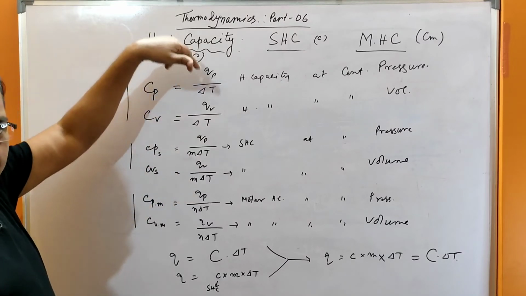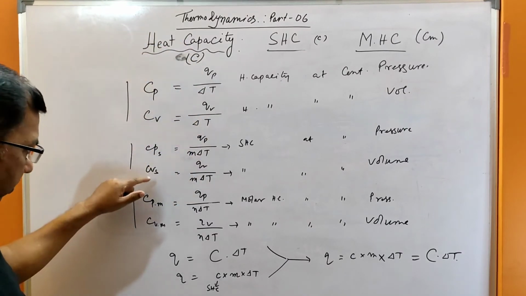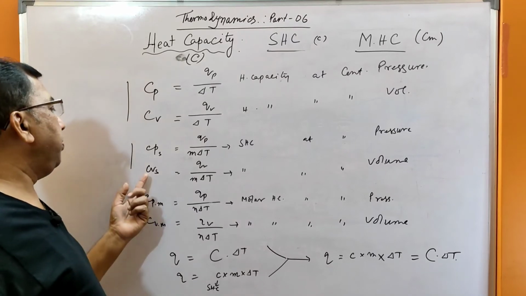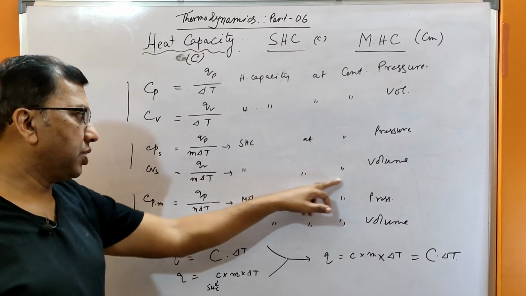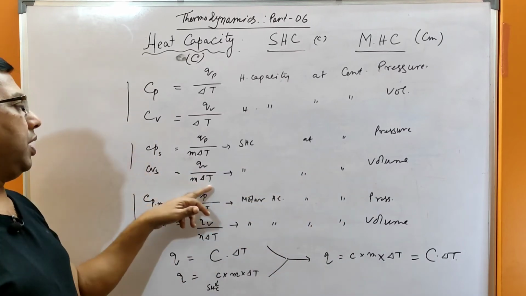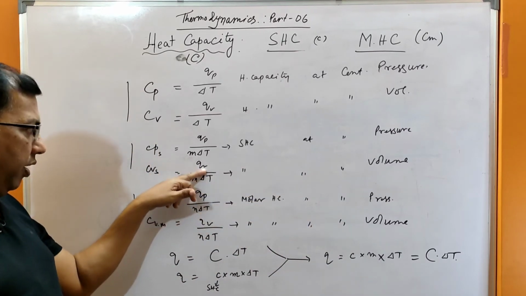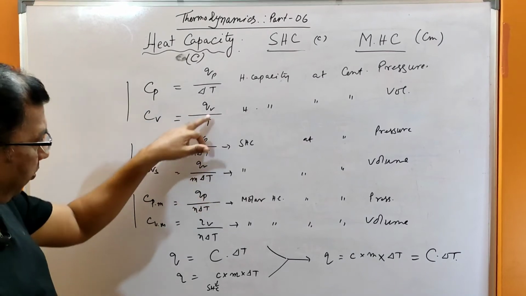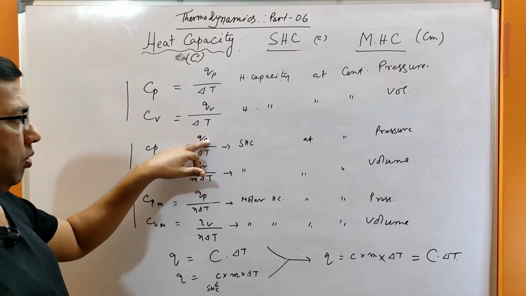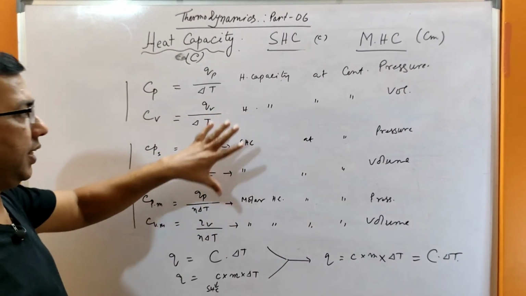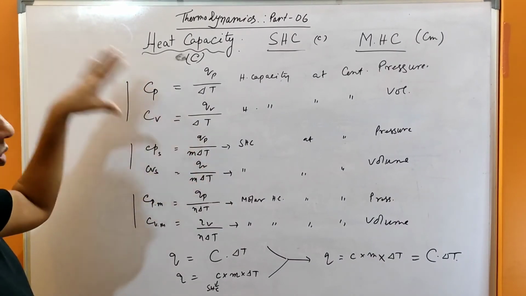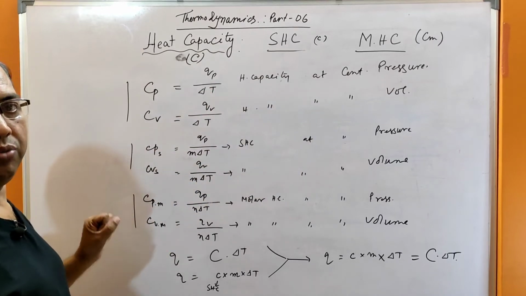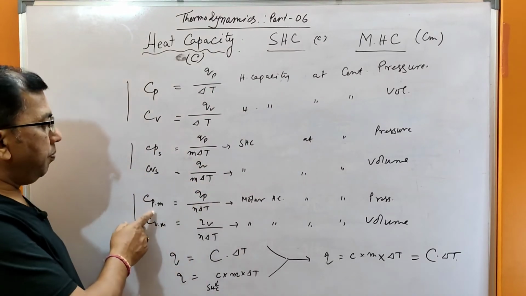What I learned in the previous discussions. CV, same thing, specific heat capacity at constant volume, QV by m delta T. Here V means constant volume, P means constant pressure. Nothing else. All we learned is the same thing, only constant pressure and constant volume. Clear?